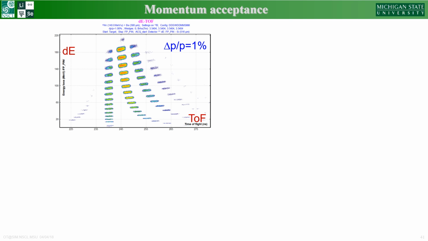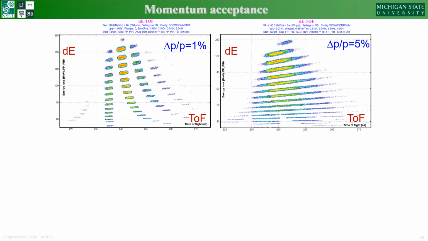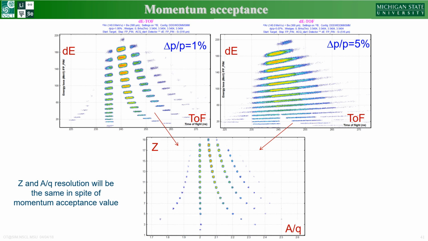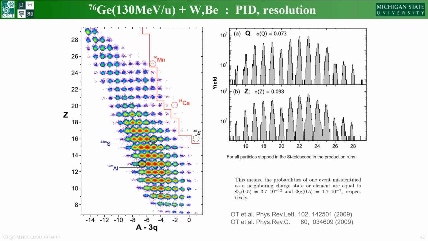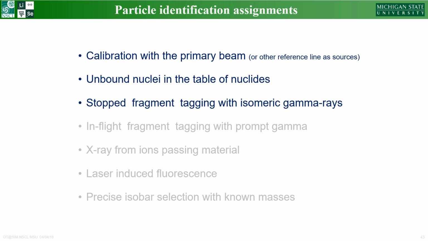Elemental and ionic charges and mass numbers should not depend on momentum acceptance. They are characteristics of an ion. Therefore, applying PID mathematics, we are able to separate nuclei independently of momentum acceptance. Shown in this slide are particle identification plots obtained in the NSCL experiment with a 76 germanium beam. The limit of previously observed nuclei is indicated by the solid red line. 15 isotopes were first observed in this work. Here we are planning to discuss 3 different methods of particle identification assignments.